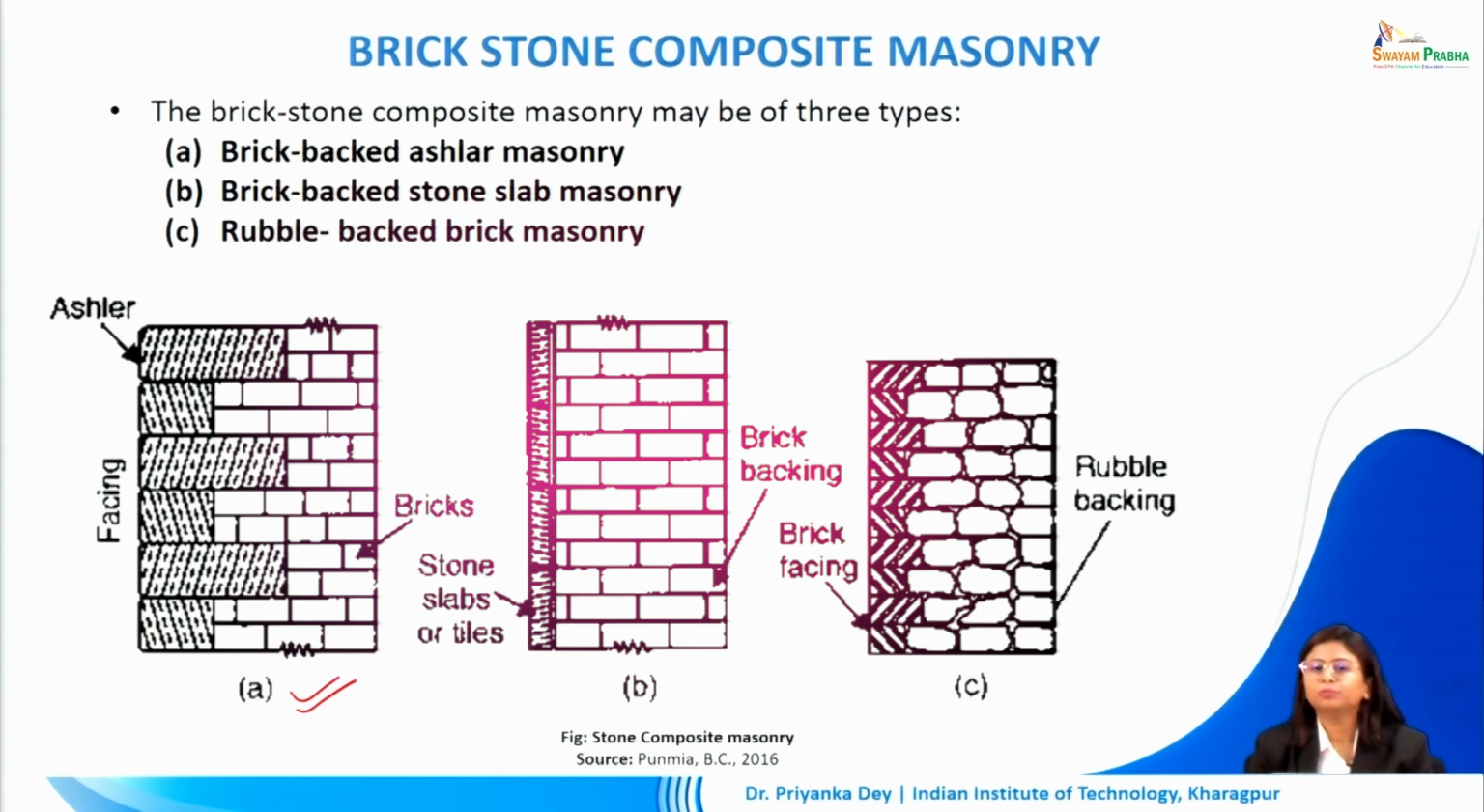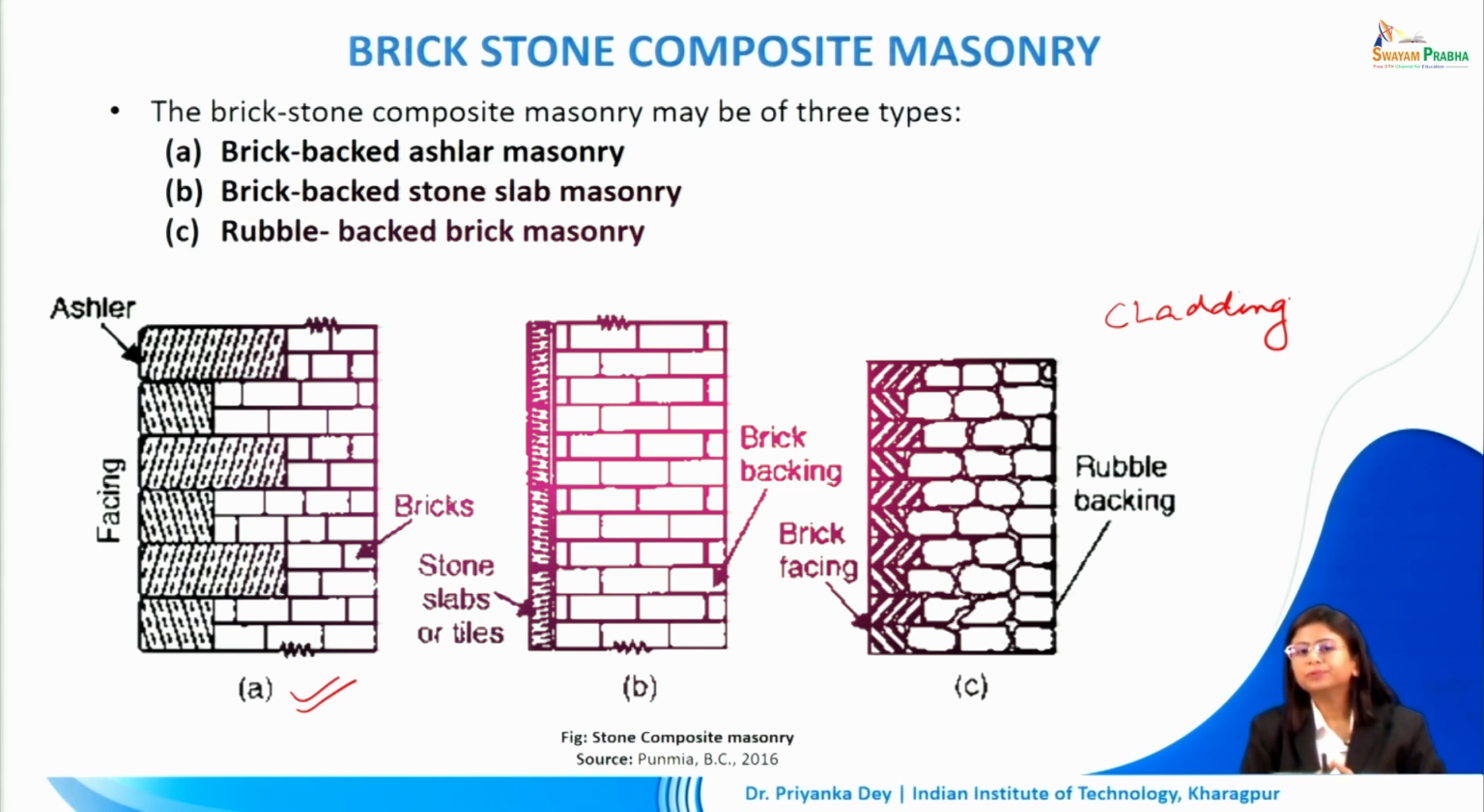Just like the brick backed ashlar masonry, it is also possible for us to go for the brick backed stone slab masonry. So the internal face of the wall is made up of, let's say, brick, and only the front facade has got stone slabs or tiles. This is very similar to what we know as cladding. But in case of cladding, stones are fixed on with the help of dowels. Similar to this, stone slabs or tiles can also be used in a consolidated manner while making the wall itself. So it becomes composite masonry.